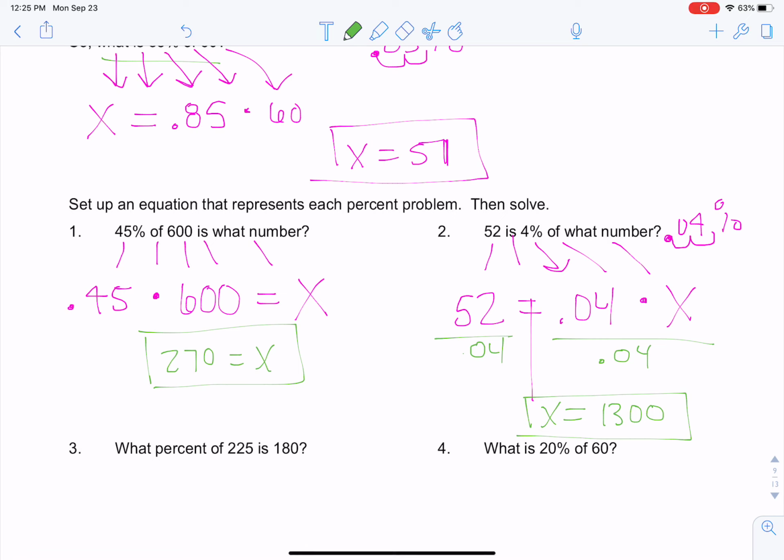Okay, you guys need to try number 3 and 4. And before you move today, you need to have those two checked. All right, good luck.